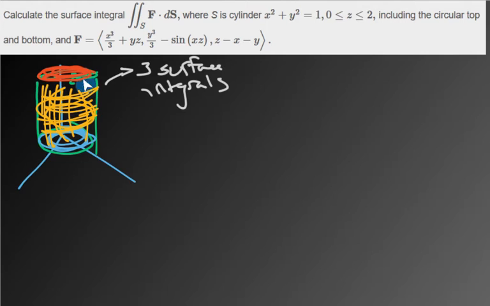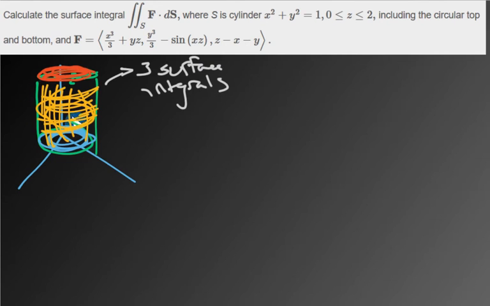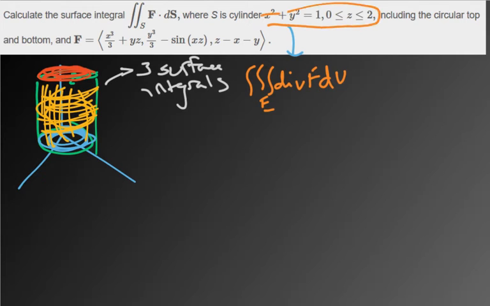So this object is what we would call a simple solid region, right? It is just one of these things that I was talking about. So it should be fine to do divergence, and that is definitely the way I would do this. The way I would really do it is a triple integral of the divergence of F dV over E, where E is defined by basically those 2 things.